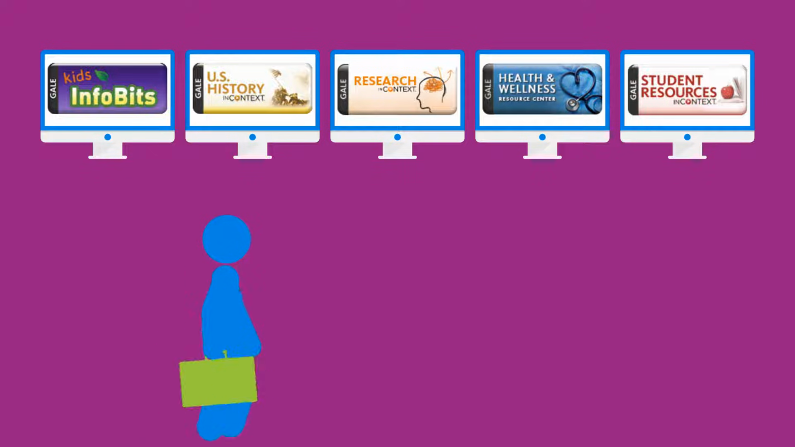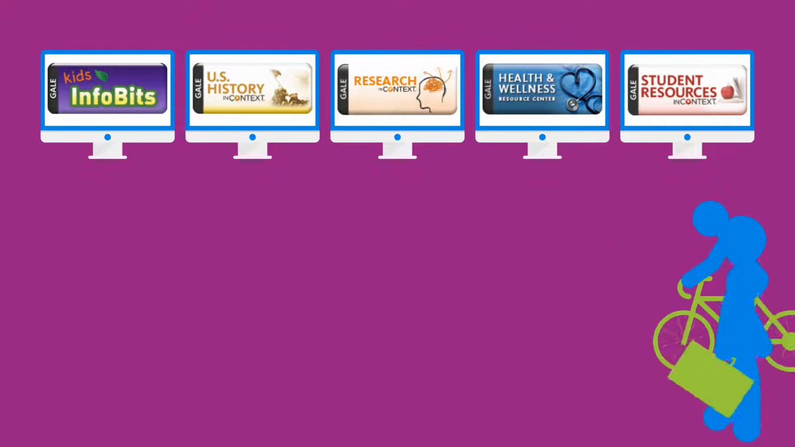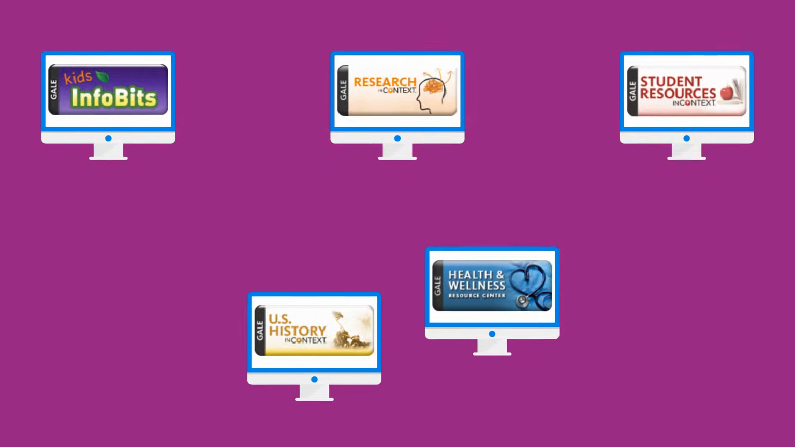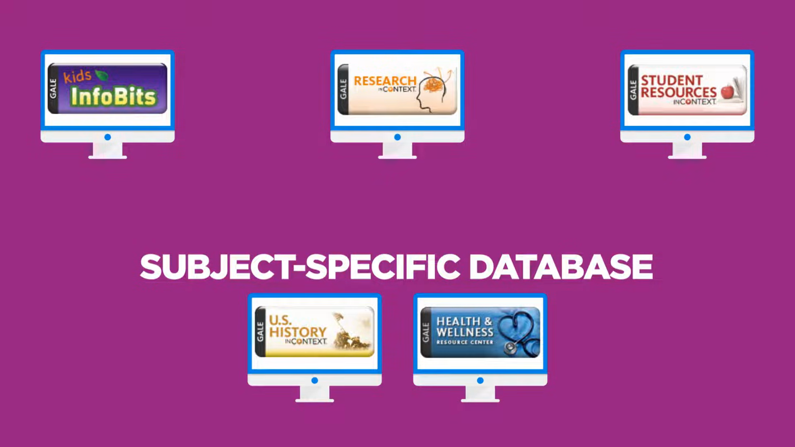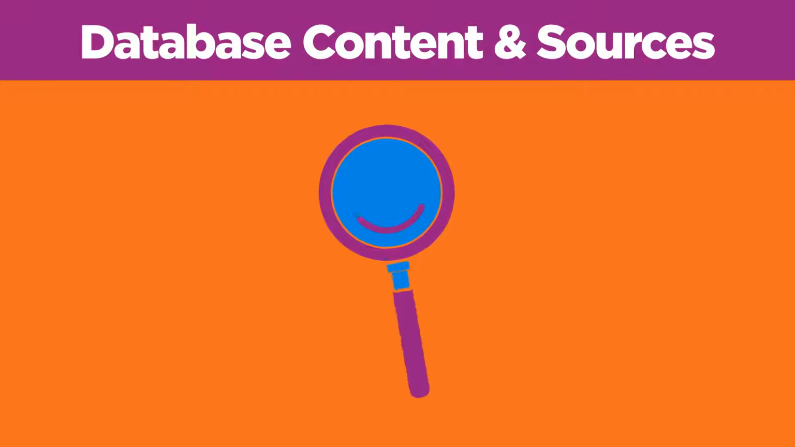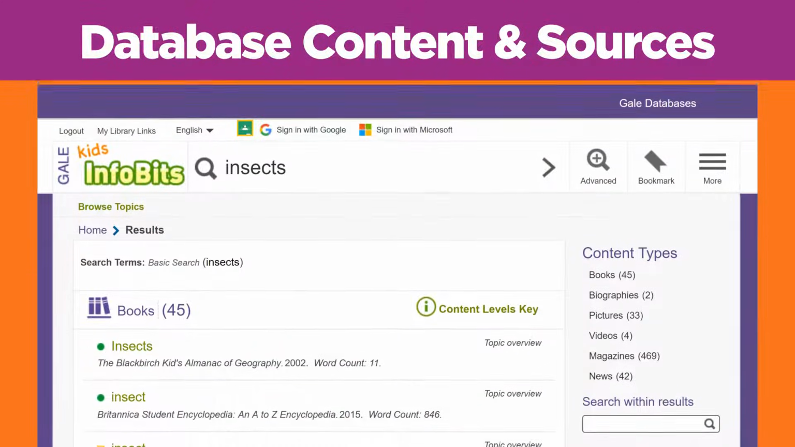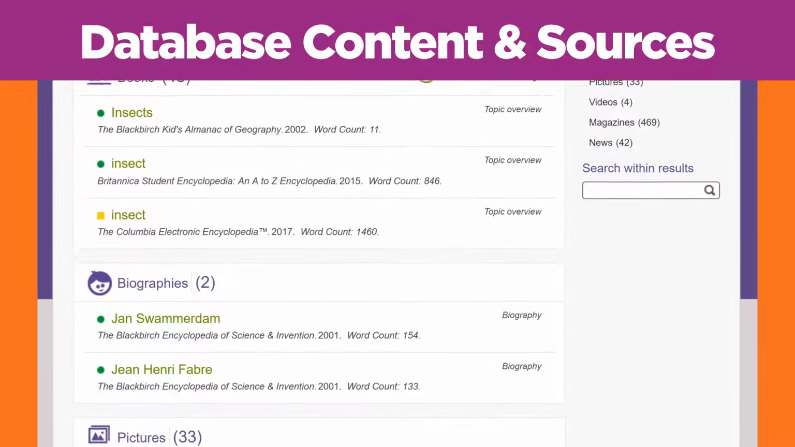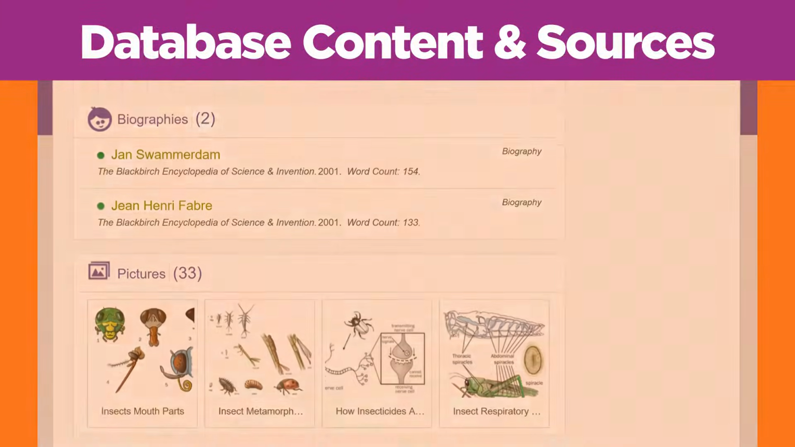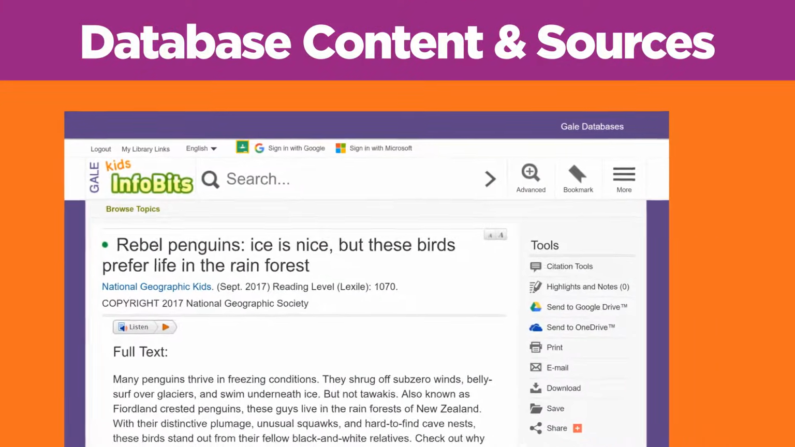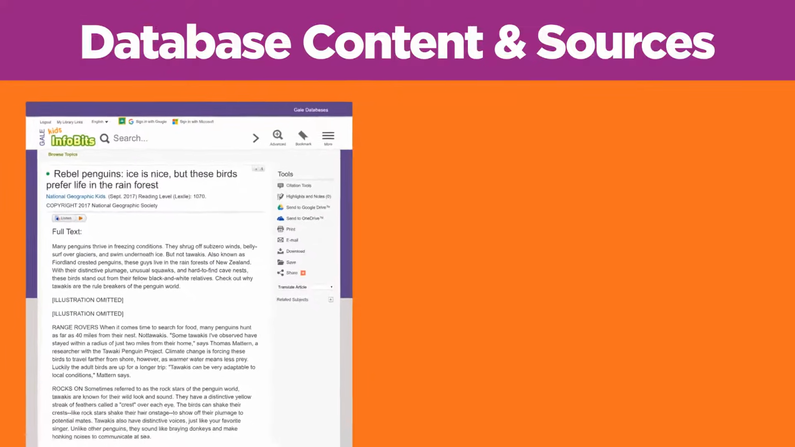Some library databases include content written for adults, and others focus on content for students. Some databases are general and cover just about every topic you can think of, and others focus on specific subjects like history or health. So when you use a library database, what exactly are you searching? Most databases provide access to thousands of articles and images from magazines, newspapers, and reference books, plus some audio and video content too. When you find a magazine article in a library database, it is exactly the same article you would have found in the magazine itself.